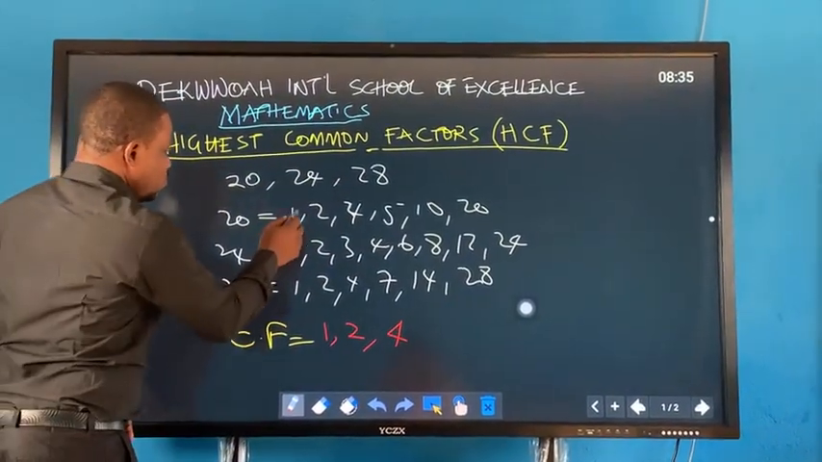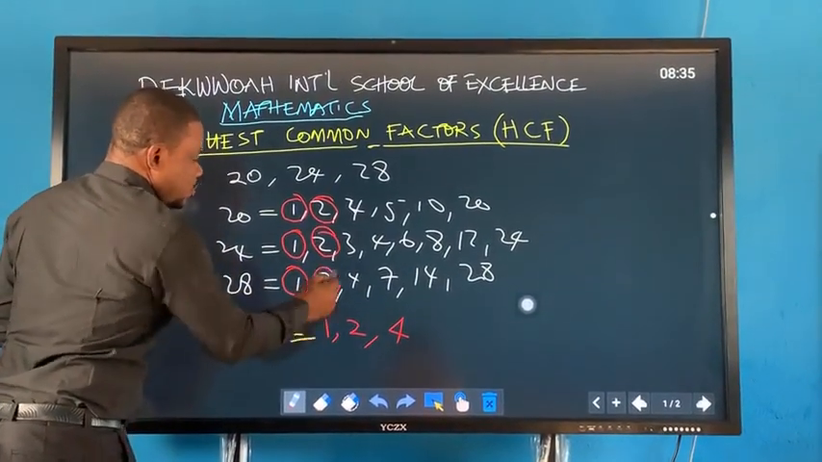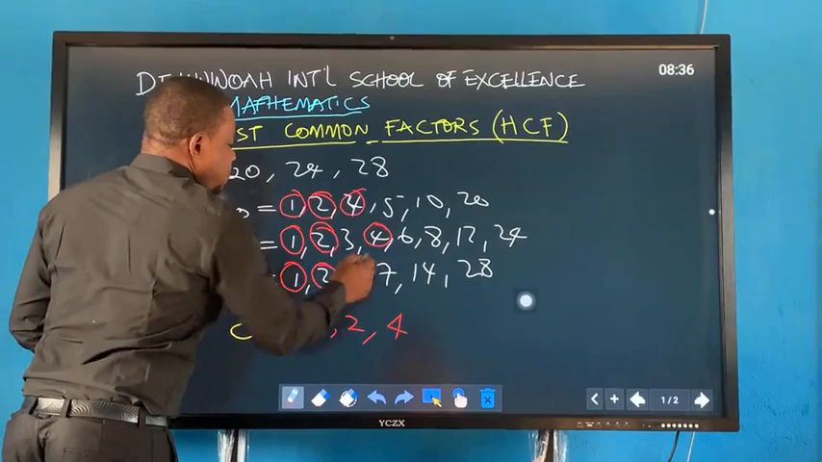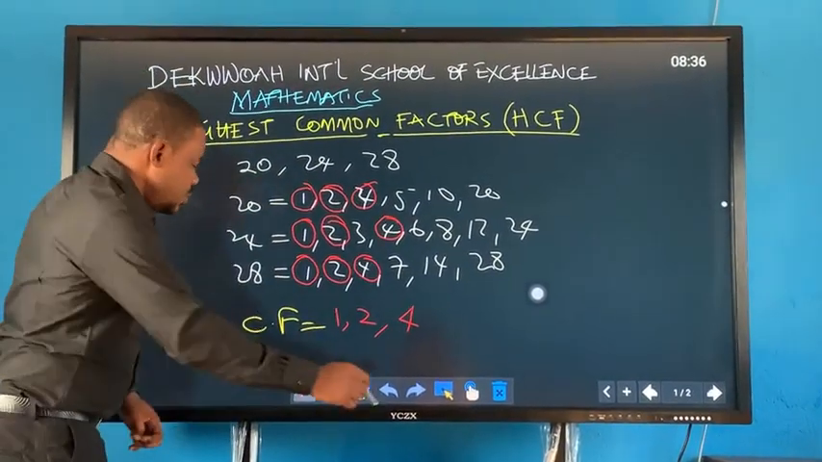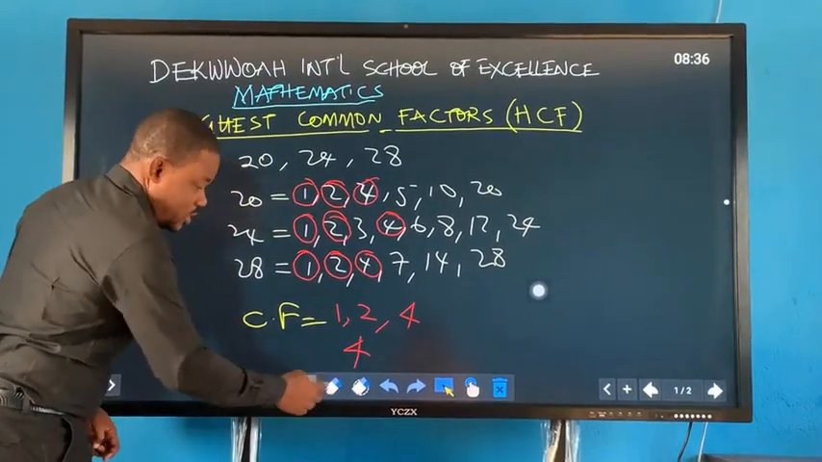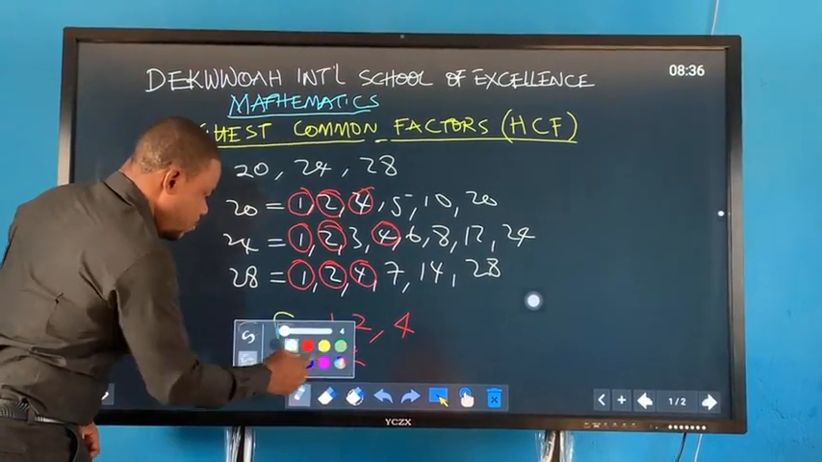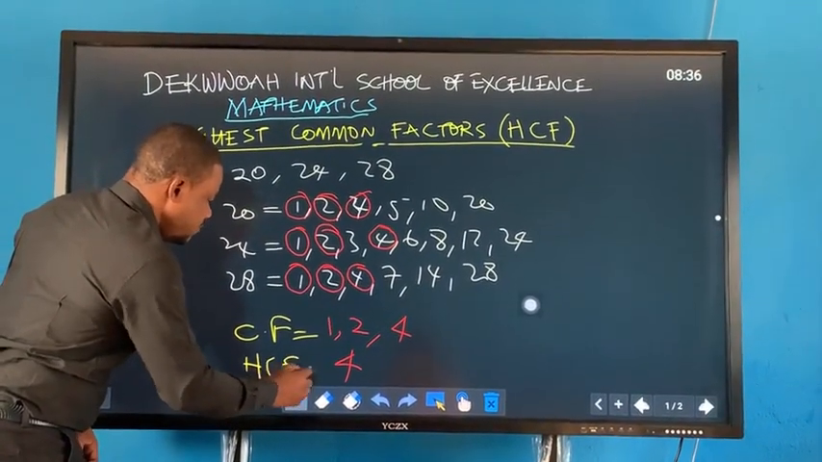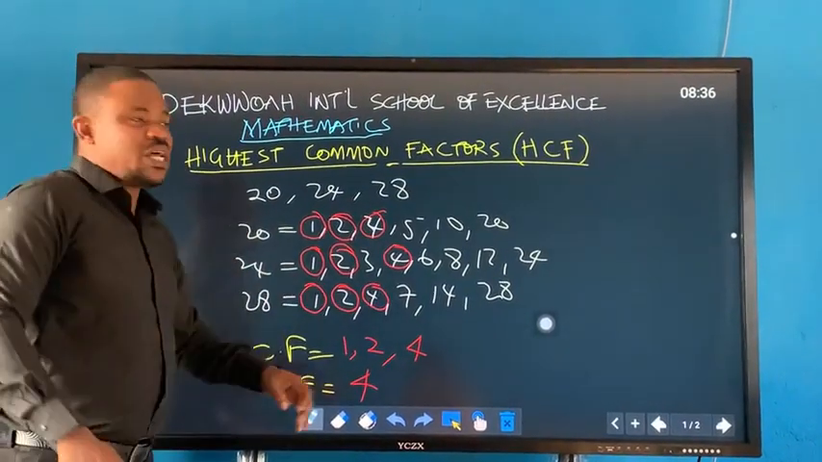Look at what I'm seeing. This is 1, 1, and 1. This is 2, 2, and 2. This is 4, 4, and 4. There's no other value that is everywhere. Now, which of these is the highest? Obviously, the highest common factor is 4. Highest common factor is 4.